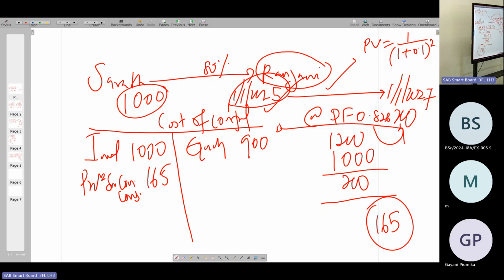You should take the present value of contingent consideration. You know how to calculate present value, right? You should take the present value. After that, calculate goodwill as usual. NCI is included there, right? Include it and proceed as usual.